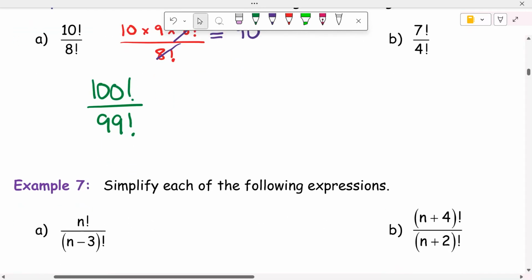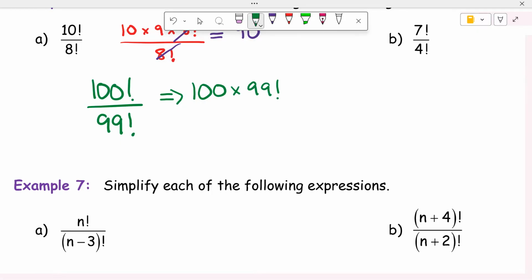So something like this would be the same as 100 times 99 factorial over 99 factorial. This just equals 100. Was that super simple? But can your calculator do it? No, you're smarter than your calculator. Okay? Because it'll try to calculate.